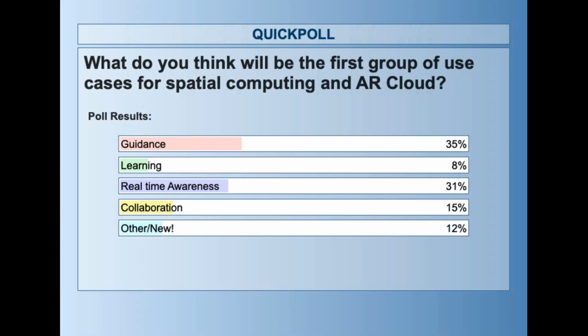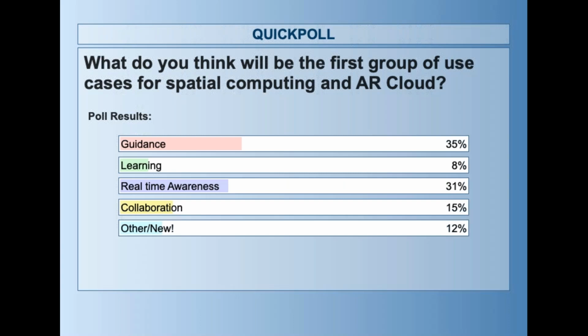Yeah, hello. So we can see quite even distribution with a little lead for guidance, but I think this is because of more, let's say, traditional thinking, because right now, you know, Google AR is about guidance. I understand it is really difficult to imagine new cases that are not connected to the current ones. But we see real-time awareness, and well, that's good, that you can imagine a lot of different cases related to this. Great, thank you.